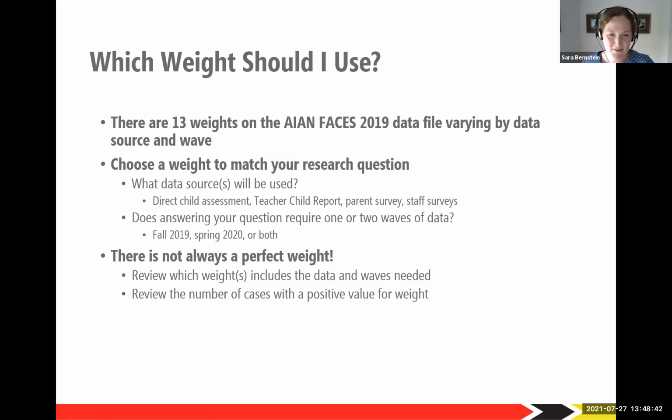So look at the number of cases with a positive value, and that should help you identify the impact of each weight on the size of your analytic sample, right? Examining the unweighted distributions for key variables for cases with a positive value on each of the different weights will also tell you how much missing data you'll have if you use one weight versus another. And again, chapter 6 is going to be your friend for all questions about weighting.